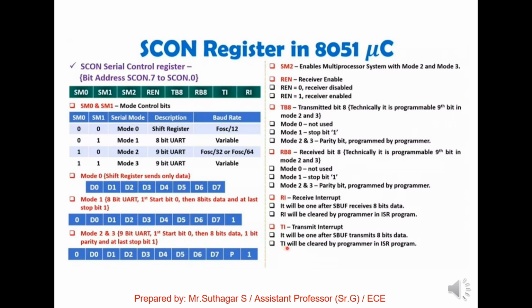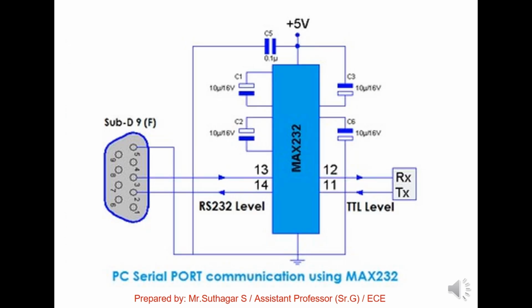And TI is the transmit bit, so it is 1 after SBUF at the transmitting pin. Once this SBUF has been filled, it generates TI, which creates an interrupt, and after that the 8051 will go for an ISR and move the data to the specified external world, and then it clears TI. So this is the register specification for serial port communication.